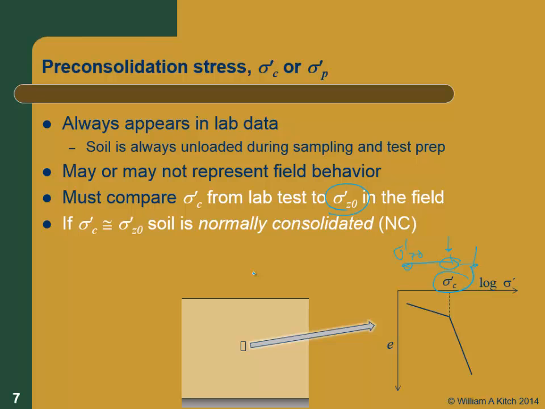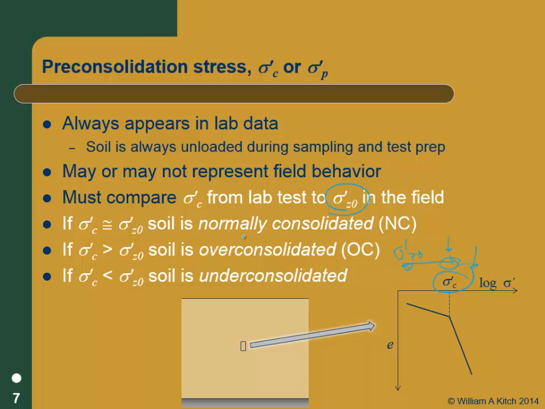So if sigma prime C is approximately equal to sigma prime 0, it's normally consolidated. If it's substantially less, it's overconsolidated. And if it's greater, it's underconsolidated. There's a little discussion of underconsolidation in your text. The other place that can happen is if you've got artesian conditions, where you've got elevated pore pressures that make your effective stress in the field actually lower than you would calculate from a static standpoint.